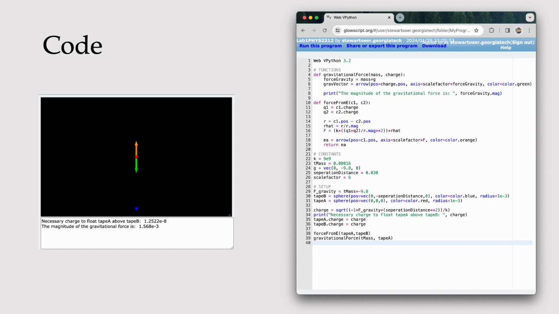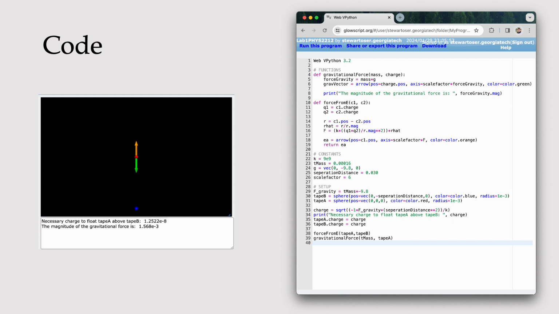For the code, we established a function, gravitational force, to calculate the force of gravity and make an arrow. And then we make another function, force from E, to calculate the force made from the electric field. And then we return an arrow that gives that. And so then we established some constants here. K is 9e9. The mass of a single piece of tape was found to be 0.00016. Gravity, the separation distance, and a scale factor, which is just used to scale arrows.